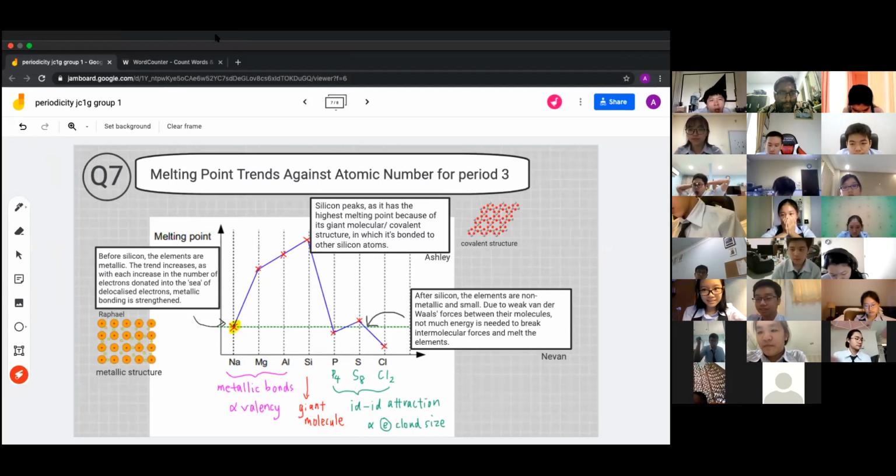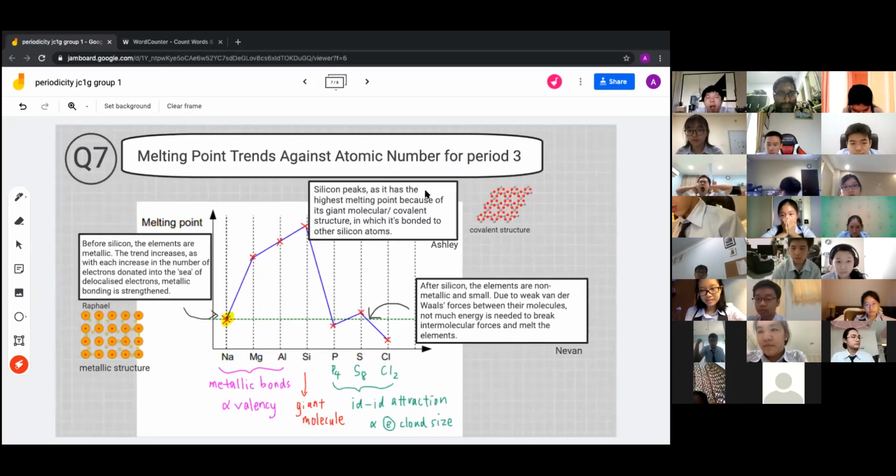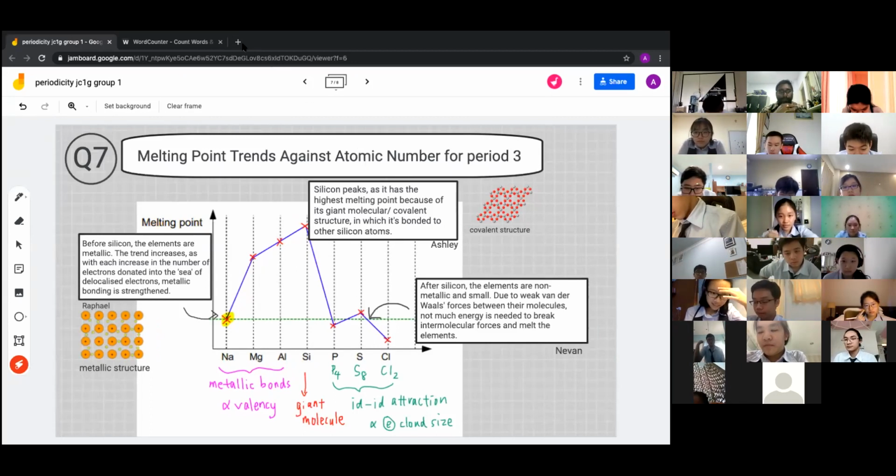There's still more. Okay, but can I ask about the sulfur? Why is sulfur slightly higher? Oh, sulfur is higher because, as you can see down there, sir, it says S8. So its van der Waals forces are going to be stronger because it has a bigger molecule.